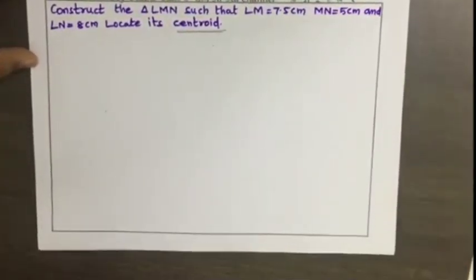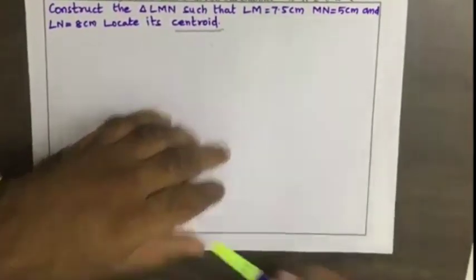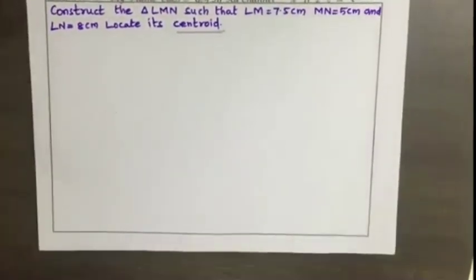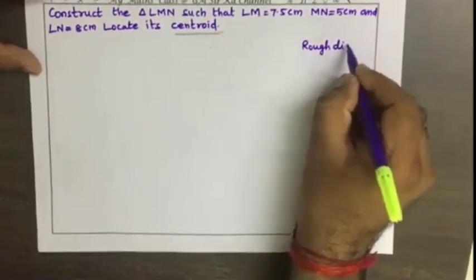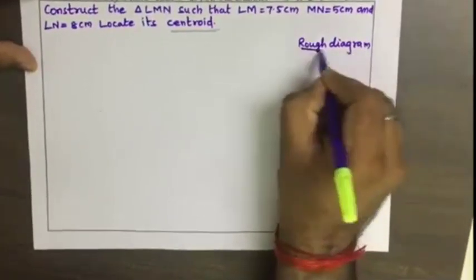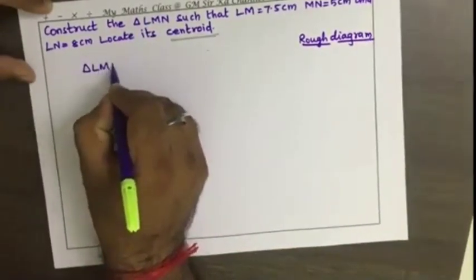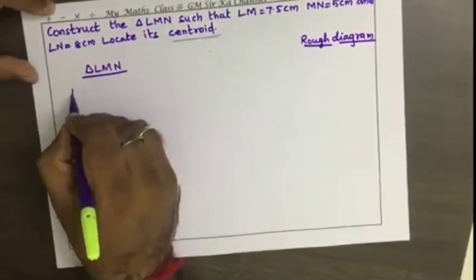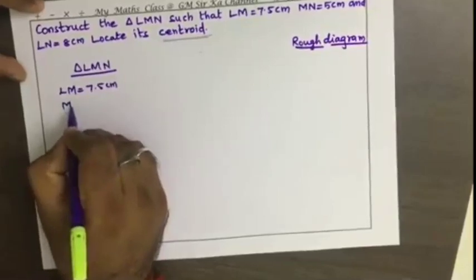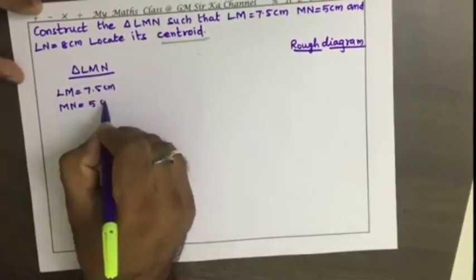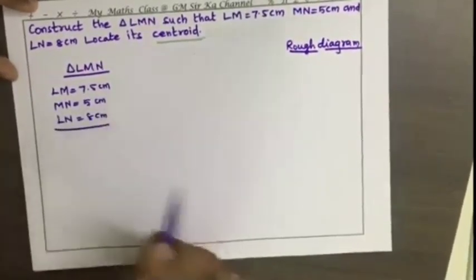First, we write the given and draw a rough diagram. What are the given values? The triangle is named LMN, with LM equal to 7.5 centimeter, MN equal to 5 centimeter, and LN equal to 8 centimeter.